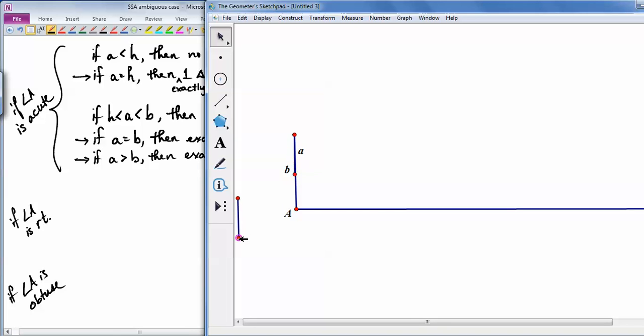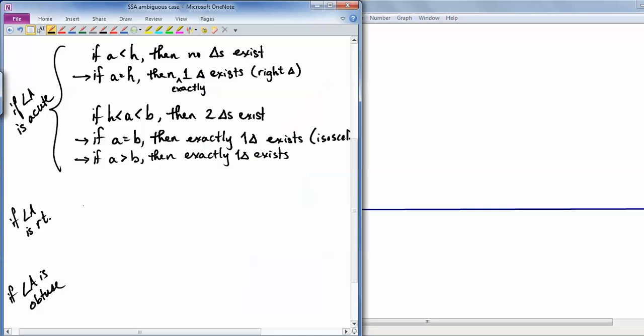All right, let's go this way. There. Now it's the same length, but I still can't form a triangle with that when they're equal. I can only form a triangle if A is longer than B right here. So if A is less than B or equal to B, no triangles.